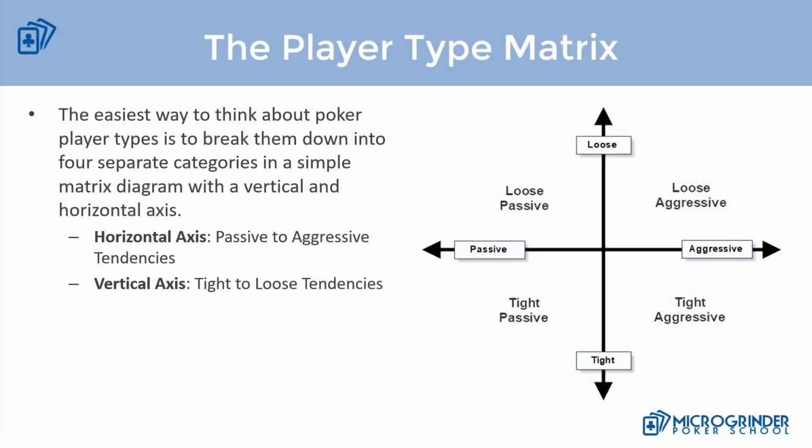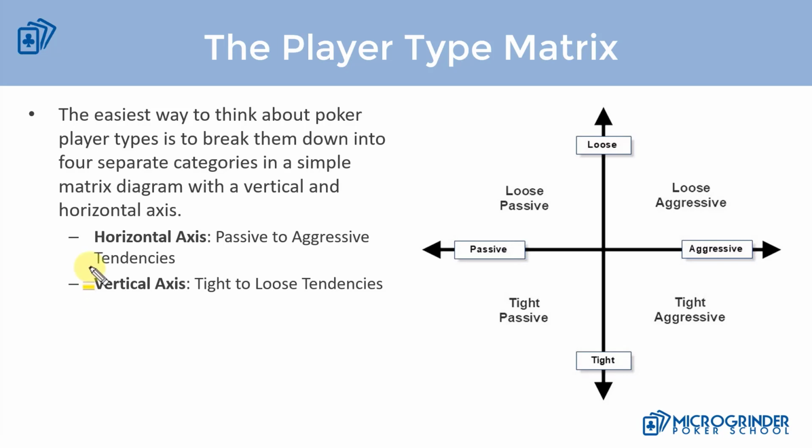In this video, we're going to talk about something that I call the player type matrix. In the lectures following this one, we're going to talk about good player types and bad player types. But before we do that, I want to talk about how we can easily categorize our opponents into 4 separate categories with this very simple diagram.